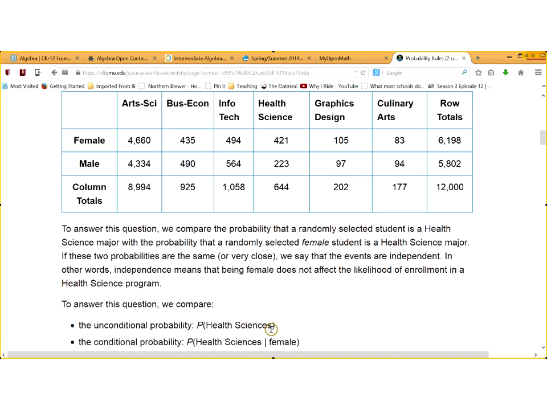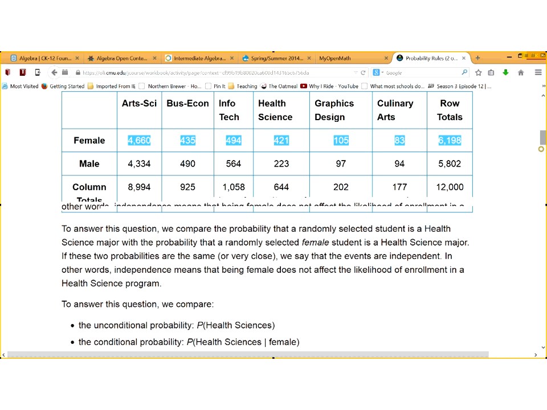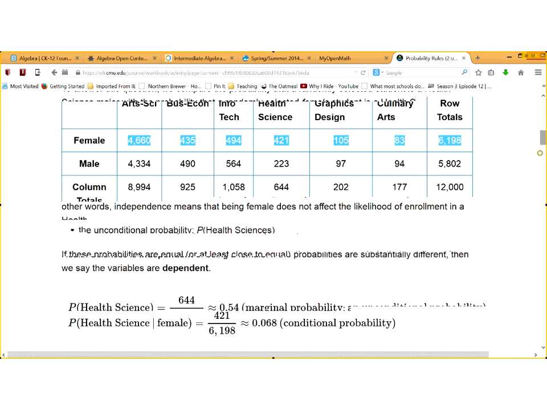So here we're looking at the probability that someone is a health sciences major versus the probability that someone is a health sciences major given that they are female. So the probability that someone is a health sciences major in general is the number of health science majors, 644, out of the total population of 12,000. The probability that they're a health sciences major given that they are female, so the key here is given that they are female. That means we're only looking at the females. We're only looking at that row right there. So for the females, 421 out of 6,198 of them are health sciences majors. So that's what goes on down here.